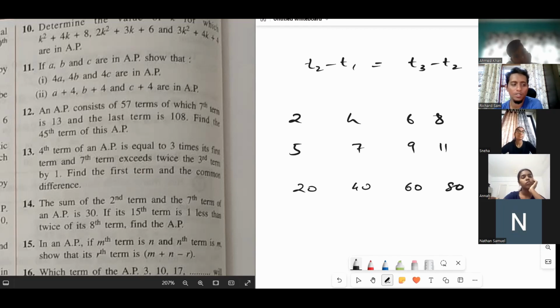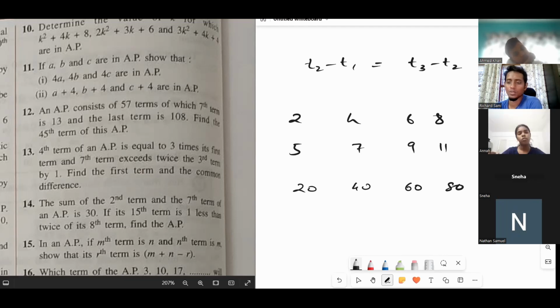Right. So here in the 11th one, A, B, C are in AP. Show that 4A, 4B, and 4C are in AP. How are they getting 4A, 4B, and 4C? By multiplying every term of the AP by 4. So the law states that if you multiply the same number with every term of the AP, you will get an AP. And for the second one, what are they doing to the original AP? They're adding 4. Since 4 is added to every term of the AP, it's still an AP. So you're just writing the statement. Is that clear?